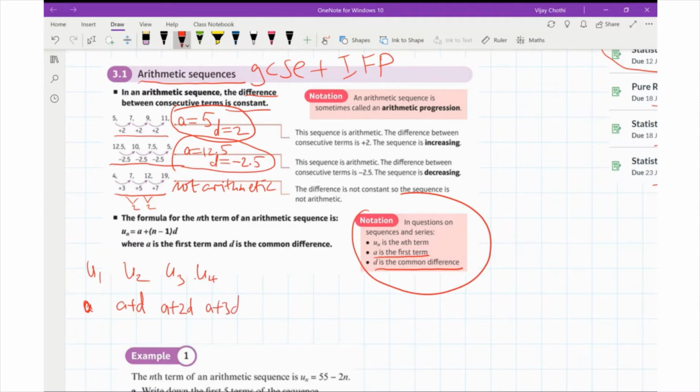Okay, so that's the structure of an arithmetic sequence. You just add on the common difference, starting with the value of the first term, A. So if you continue that pattern, you see that the nth term is not A plus nD. The number of D's is always one less. A plus (n minus 1)D. That is the formula for the nth term of any arithmetic sequence.